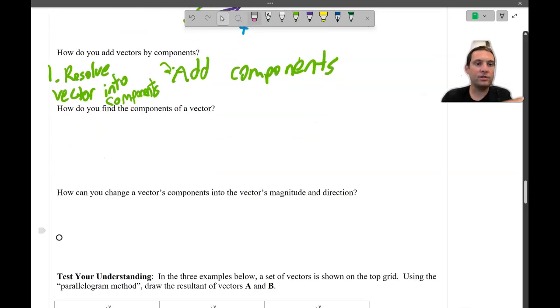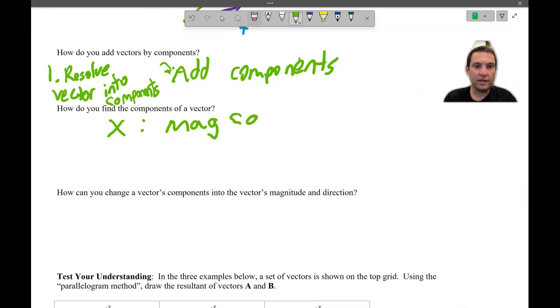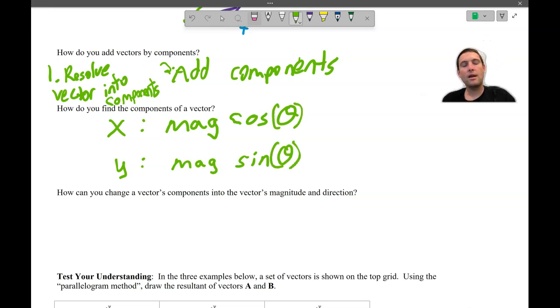How do you find the components of a vector? In the x direction, we're going to do the magnitude of our total vector times cosine of the angle that the original vector is at. And in the y direction, we're going to do the magnitude times sine theta.